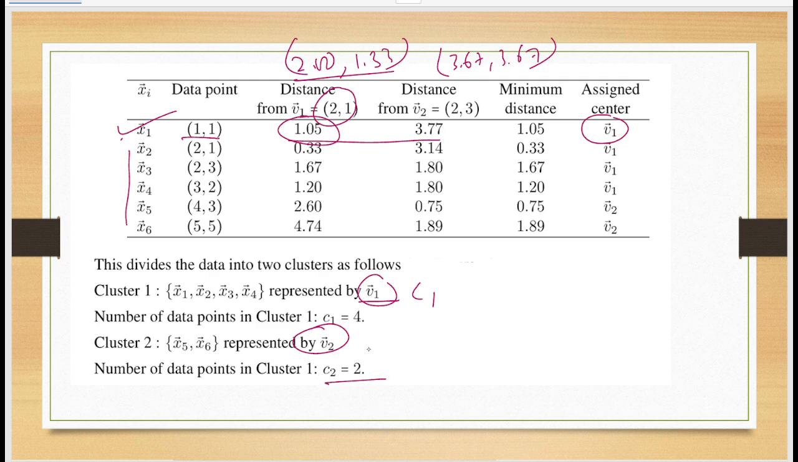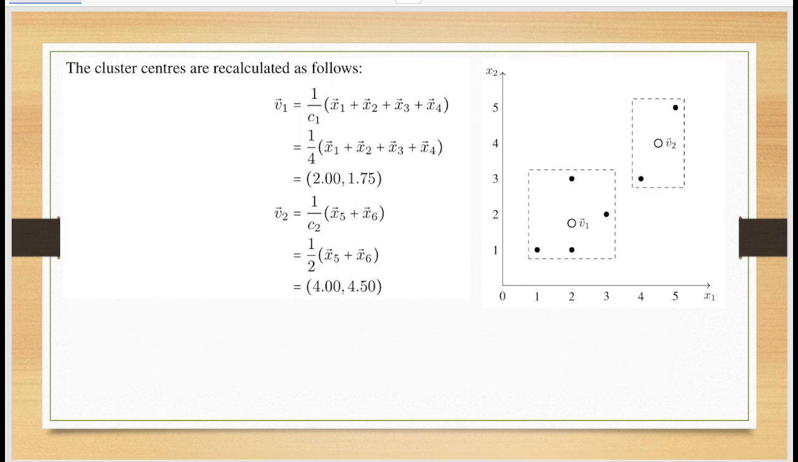Now look again here. In cluster C1 we have 4 points, and in C2 we have 2. That means one point moved into another cluster. This is the technique here.